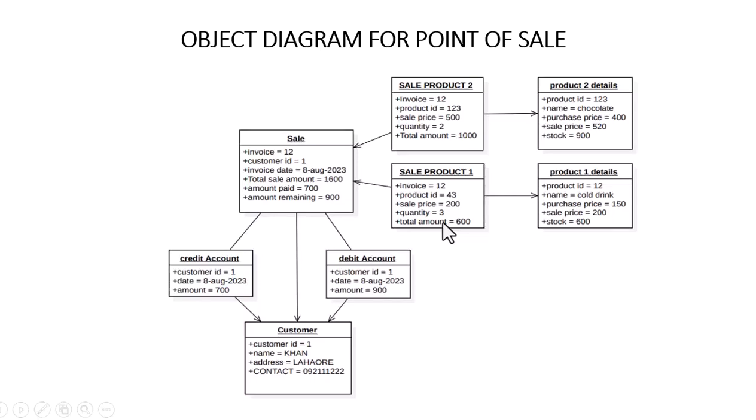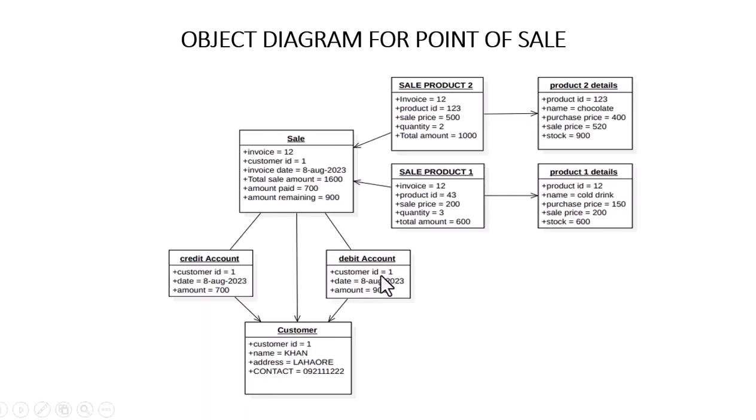Similarly, for the debit class we create the object debit account, and for the credit class we create the object credit account. And these are in simple association. This means these are not bound to each other, which also means they can exist independently. This does not depend on account, does not depend on sale, but they are in association. Association means we can manually make entries here. Similarly, debit account and credit account depend on the object customer.